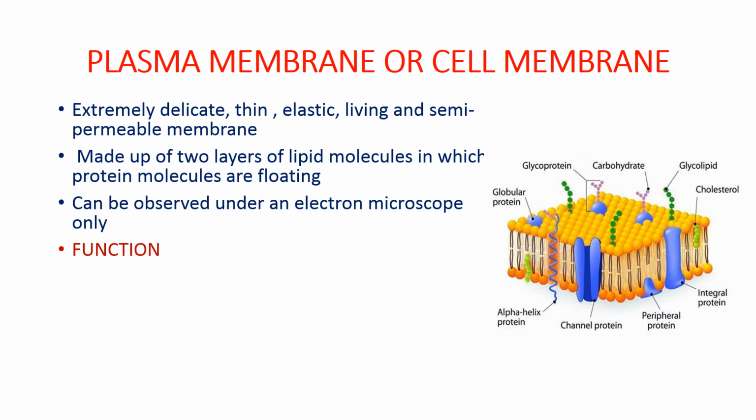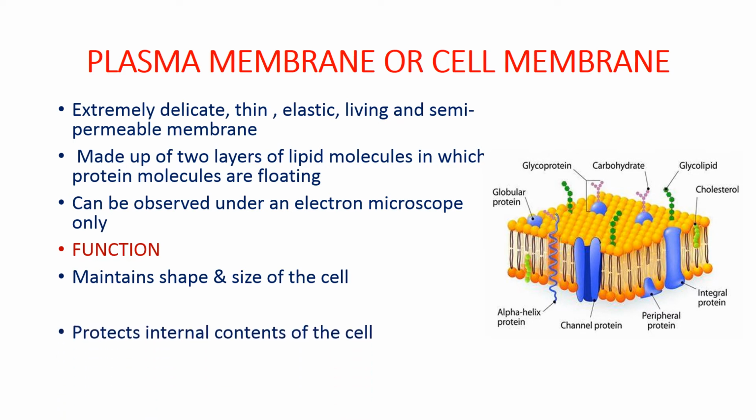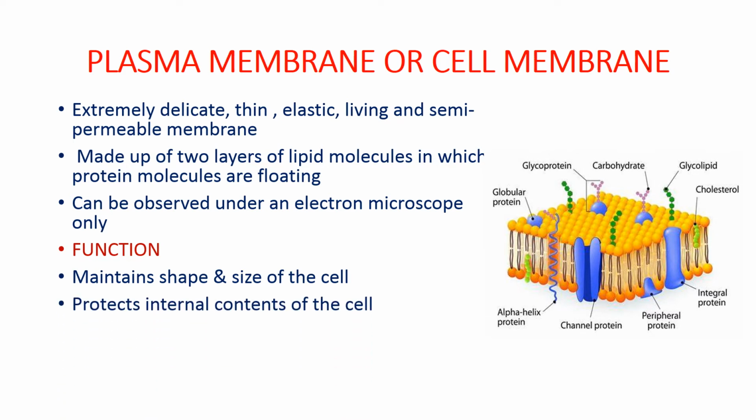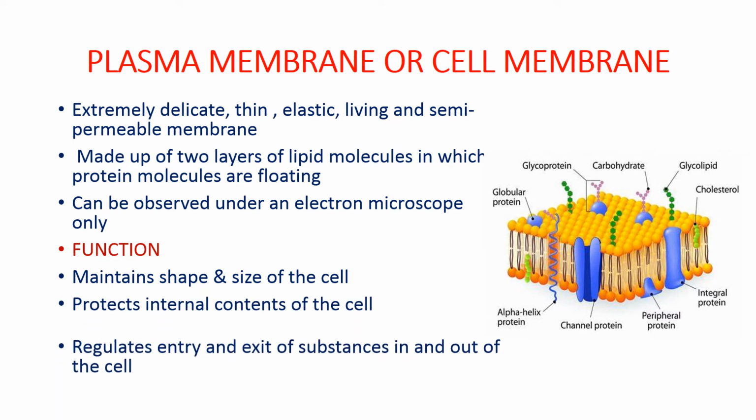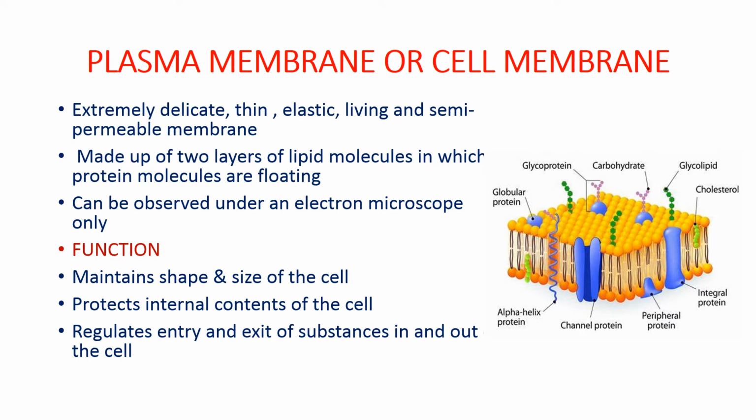What is the function of plasma membrane? Maintains shape and size of the cell, protects internal contents of the cell, regulates entry and exit of substances in and out of the cell. That is why it is semi-permeable. It can regulate entry and exit of the substances inside a cell.